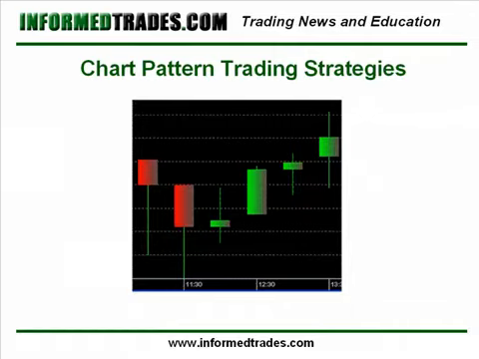When they see a double top in an uptrend, they're going to see that as a signal that the uptrend may be coming to an end and look to possibly trade that reversal. When they see a double bottom in a downtrend, they're going to look to that as a signal that the downtrend may be coming to an end and look to trade the potential reversal there.